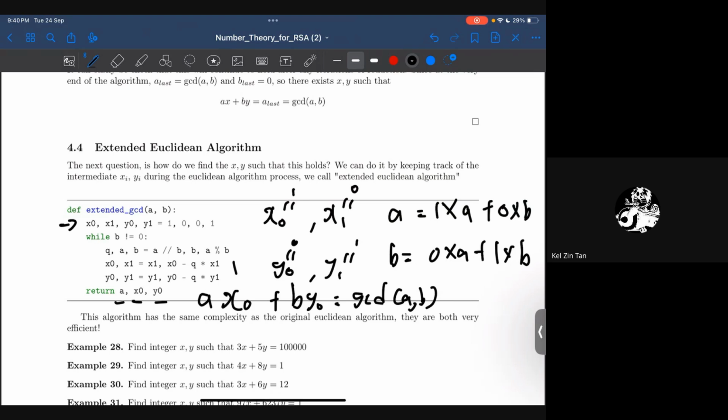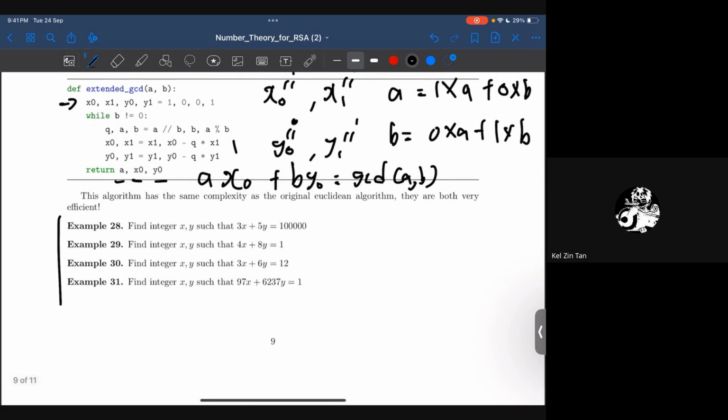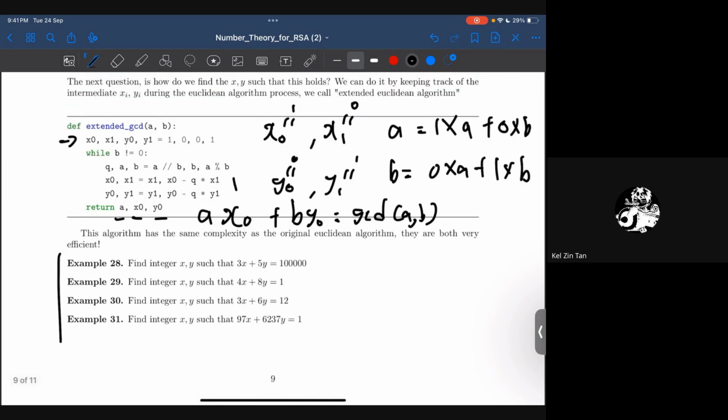I remember in my exam for the number theory course in uni, they asked us to manually write out the solutions. For example, all these questions. So you have to do it on paper. Okay, so yeah, this is very interesting because we can solve all these questions.